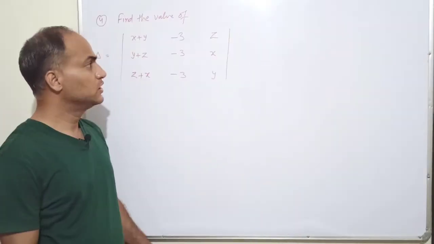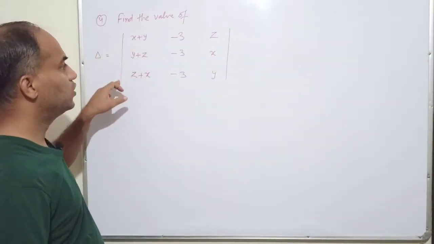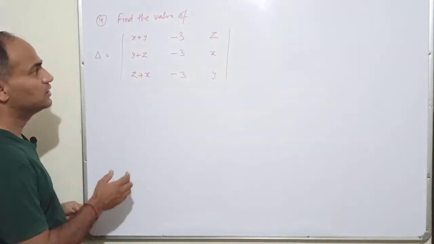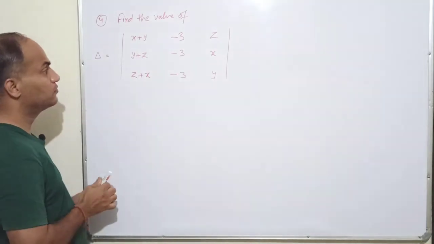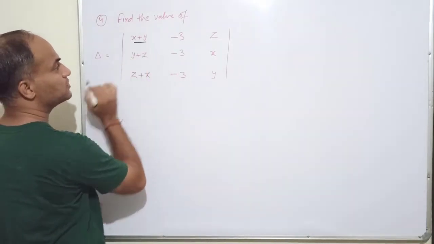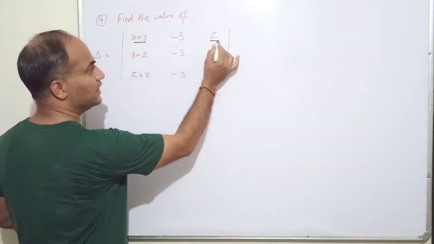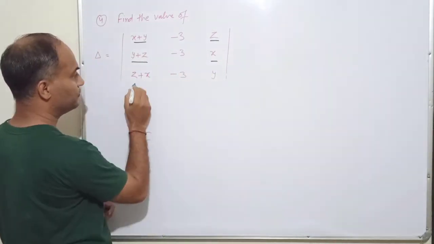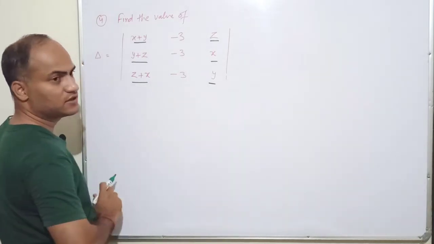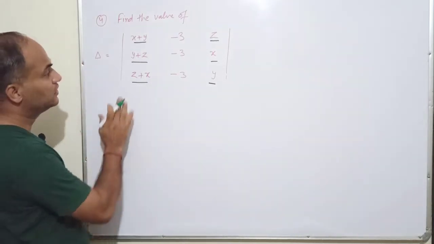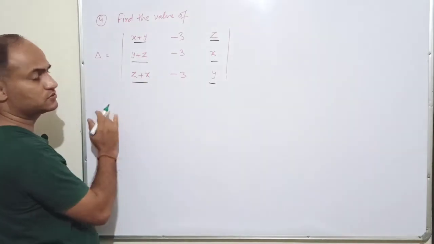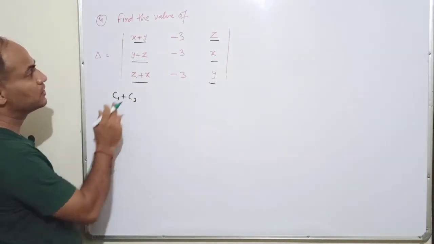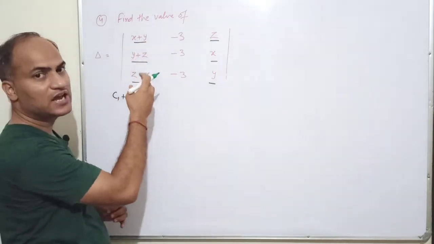Okay, simple. In this question we have to find the value of this determinant. Here the values are simple, and we have to apply some property. Now see, here x plus y is given and z is given here. Y plus z is given here and x is given here. Z plus x and y. So it means there is some connection. If we add these two columns, that is c1 plus c3, then what happens? We get x plus y plus z everywhere.